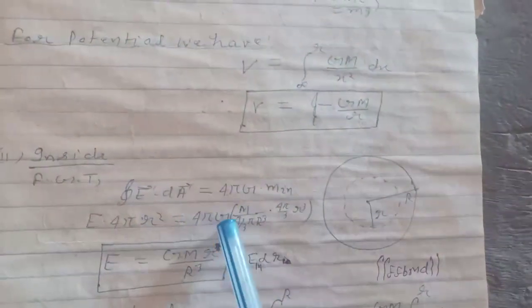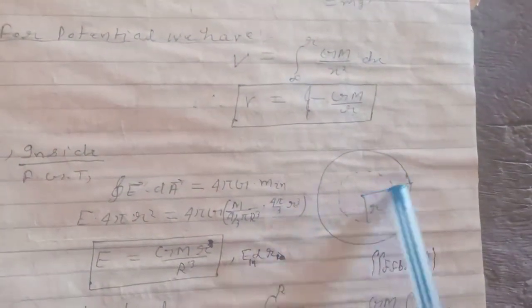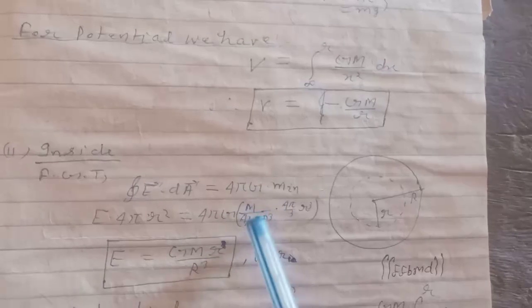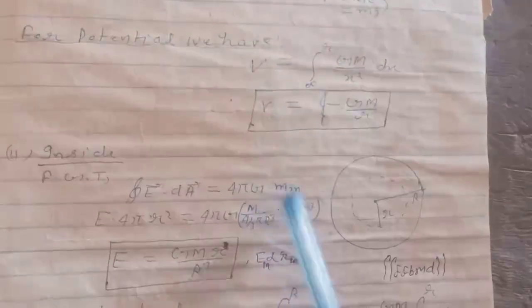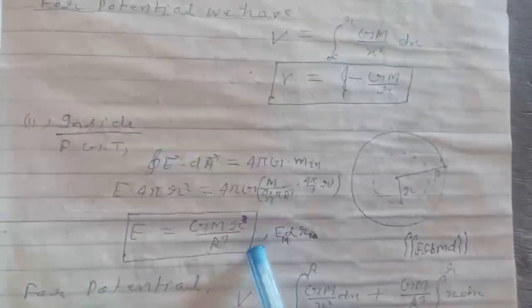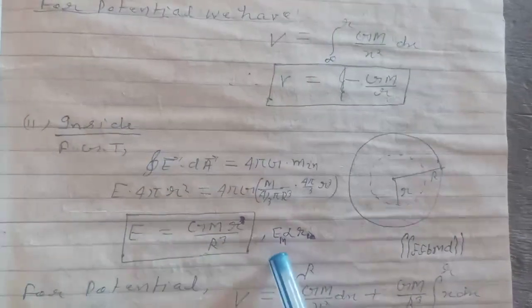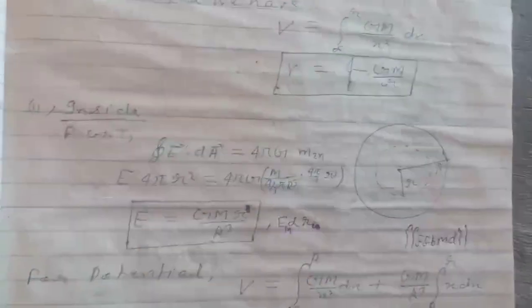Inside, consider a Gaussian surface at a distance r. So integration of E vector dot dA vector equals 4 π G times m enclosed, E into 4 π r square equals 4 π G m by 4 by 3 π R cube into 4 by 3 π r cube. Here the mass of the enclosed body is the mass per unit volume, which is the density, times the volume of this body. From this, E equals G m r by R cube, or E inside is proportional to r inside the Earth.